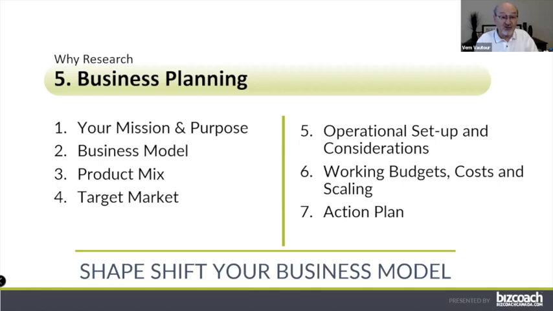So what we need to do is flesh out our mission and our purpose, our business model, what our product mix is, who our target market is, the operational side and setup of the business, working out our budgets, our costs, and then figuring out a plan for scaling the business, whether it be up, down, or in different directions. And of course, that becomes our action plan.